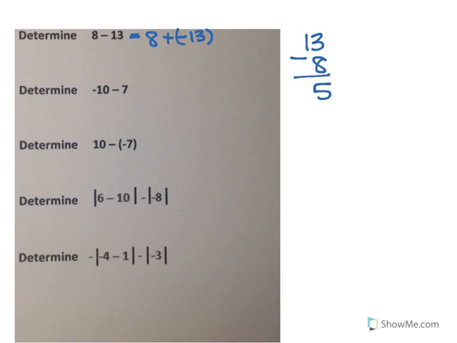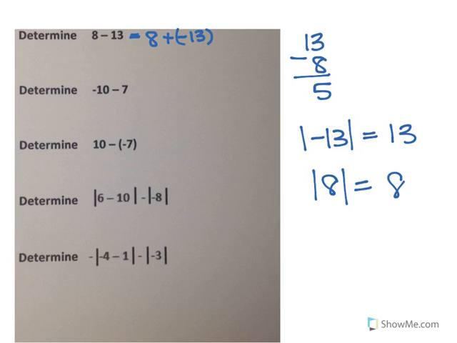To decide if my answer is positive or negative, I need to find the absolute value of 13 and the absolute value of 8. The absolute value of negative 13 is 13, and the absolute value of 8 is 8. 13 is greater than 8, so that means since our 13 in our addition problem was negative, then the sum will have to be negative. So our answer is negative 5.